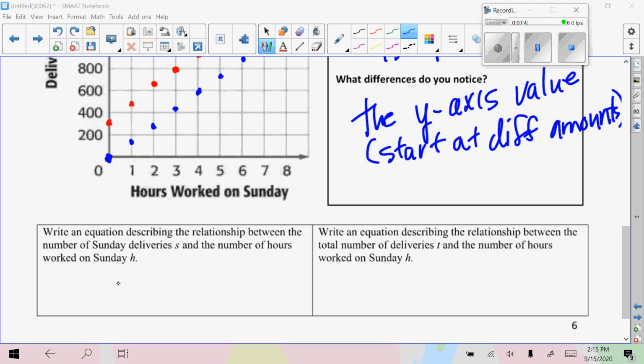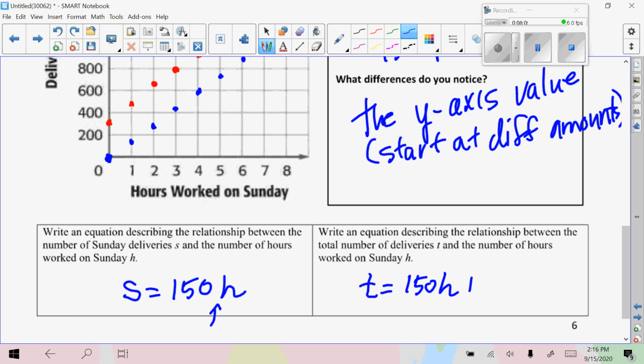So for Sunday deliveries, that one just goes up by 150 per hour. You should have written S for Sunday deliveries equals 150 times H. And in algebra, we don't put any times symbol in there to represent multiplication. Now the total deliveries, it also goes up by 150, so it has that part the same, 150 times the number of hours, but we're going to have to add the Saturday deliveries on to complete that equation. So those are your 2 equations there.